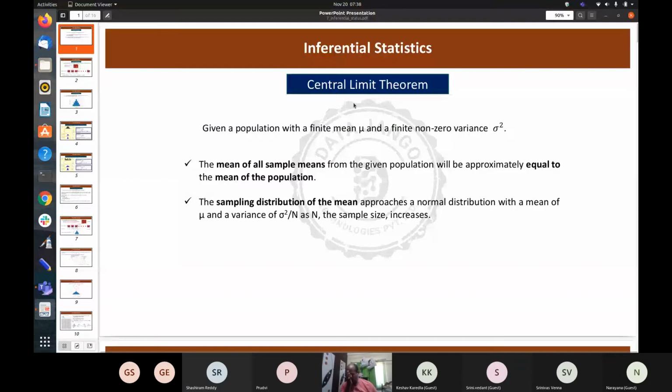Okay, so we started with central limit theorem on the inferential statistics. We are trying to infer about population. Inference means trying to get some information, trying to understand. We are trying to get some understanding about population by looking at samples.